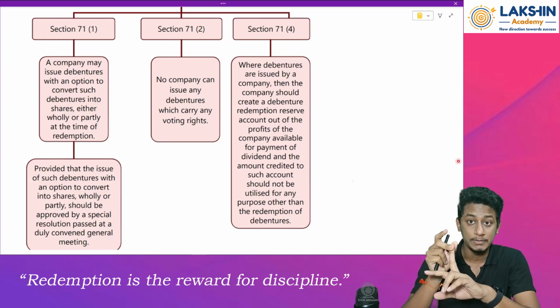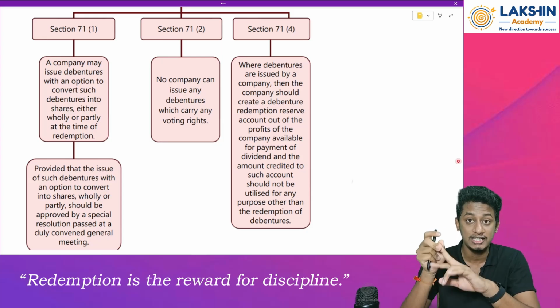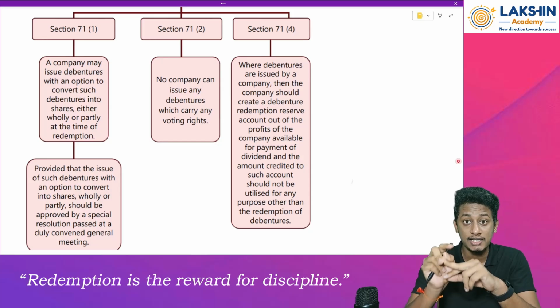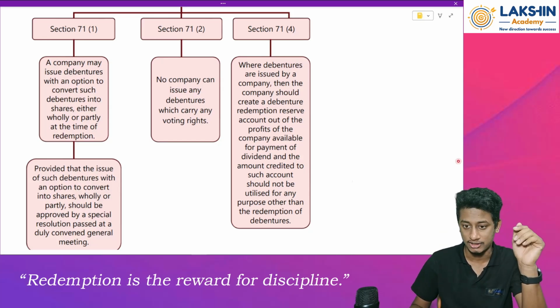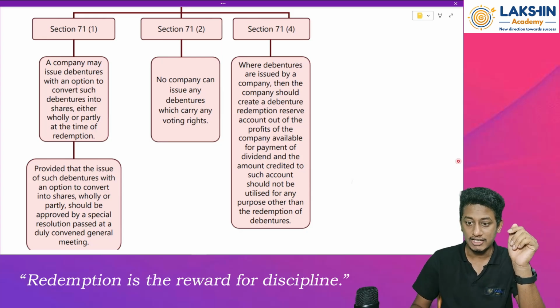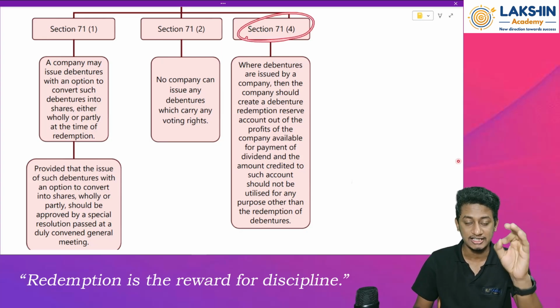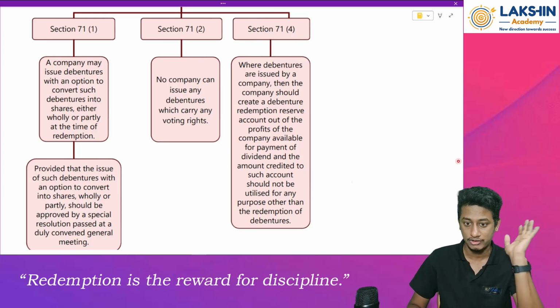Never, ever can debenture holders be the owners of the company, unless their holding is converted into equity shares. Clear? Okay. So only the voting rights will be with the equity shareholders. Then we have Section 71 subsection 4. Section 3 is skipped because it is not relevant for your syllabus for now.